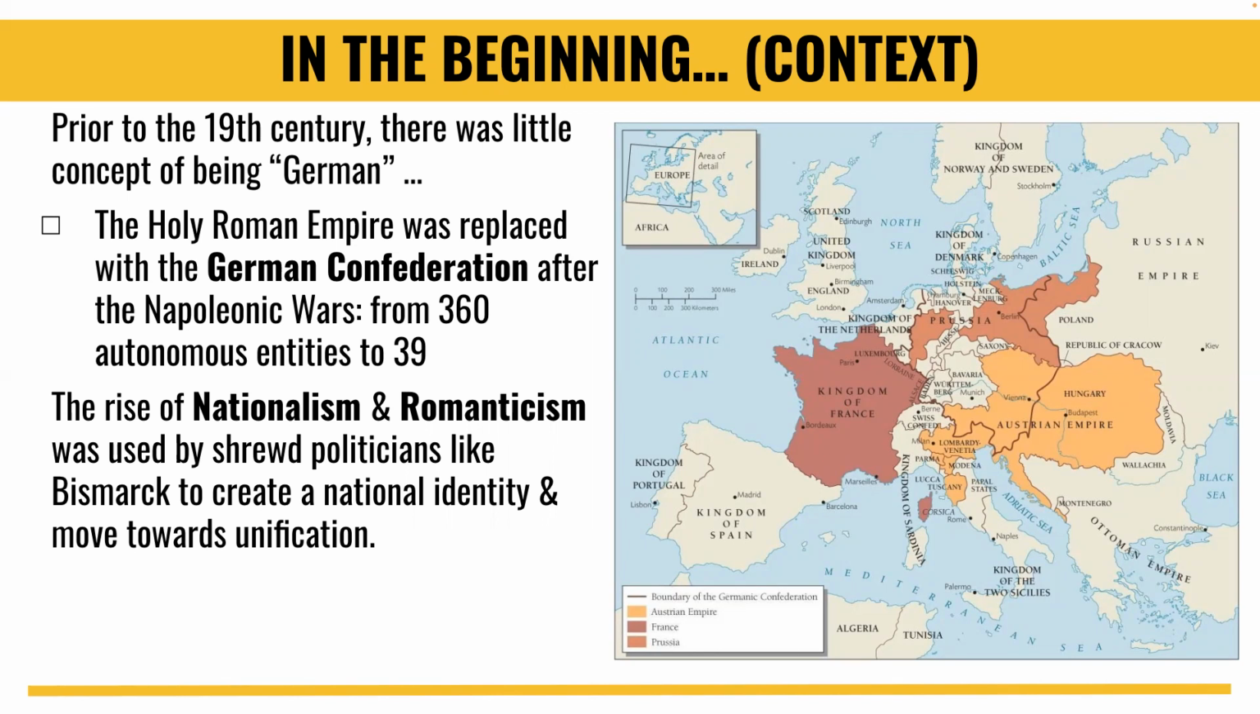360 small entities that speak a very similar language, have a similar culture, and they're just not unified just yet. And with that, this is going to cause leaders like Otto von Bismarck to step up and bring these German-speaking entities together. He realizes if we stay separated and have these bitter rivalries between each other, there's no way we can rise as an elite world power.